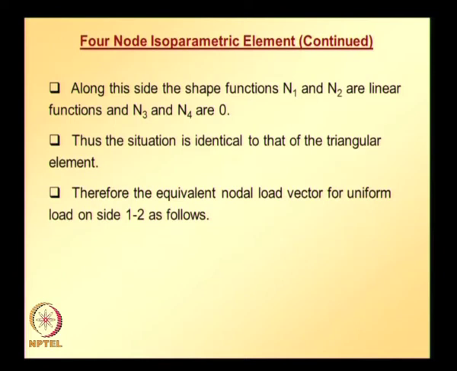So the equivalent nodal force vector for uniform load along side 1 2 is given by this. Q is the equivalent nodal load vector, Q subscript T, where T is for traction along side 1 2. It is given by a line integral of the shape function matrix, consisting of all the 4 shape functions along side 1 2, times the traction components along the radial direction and axial direction.